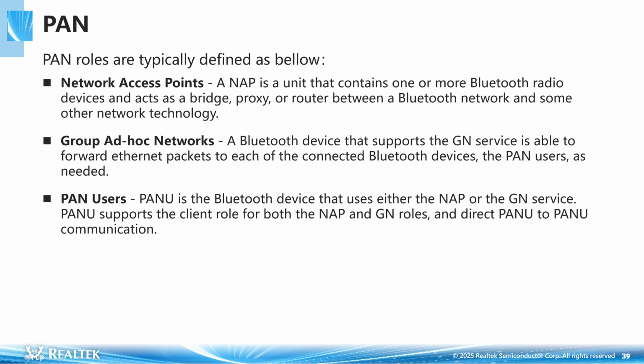Network access points. A NAP is a unit that contains one or more Bluetooth radio devices and acts as a bridge, proxy, or router between a Bluetooth network and some other network technology. Group ad hoc networks. A Bluetooth device that supports the GN service is able to forward Ethernet packets to each of the connected Bluetooth devices, the PAN users, as needed.